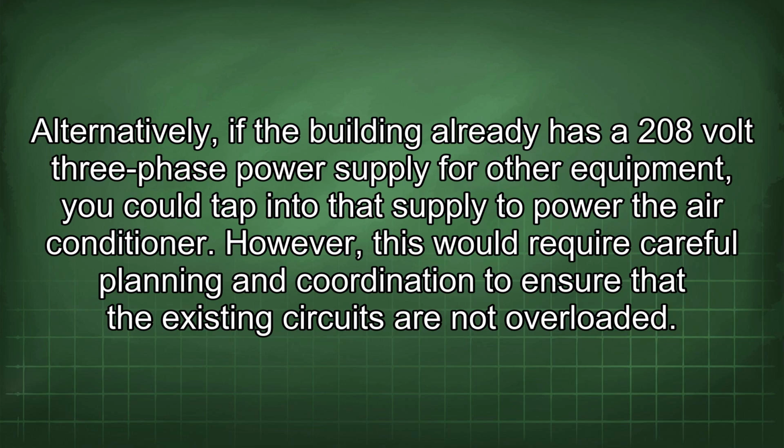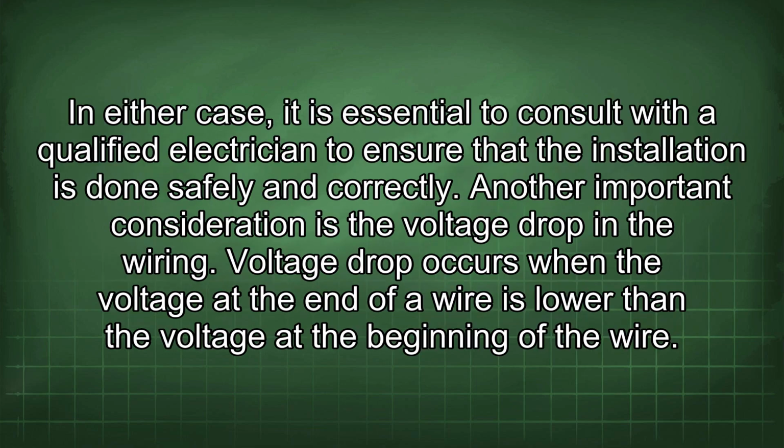Alternatively, if the building already has a 208-volt 3-phase power supply for other equipment, you could tap into that supply to power the air conditioner. However, this would require careful planning and coordination to ensure that the existing circuits are not overloaded. In either case, it is essential to consult with a qualified electrician to ensure that the installation is done safely and correctly. Another important consideration is the voltage drop in the wiring.